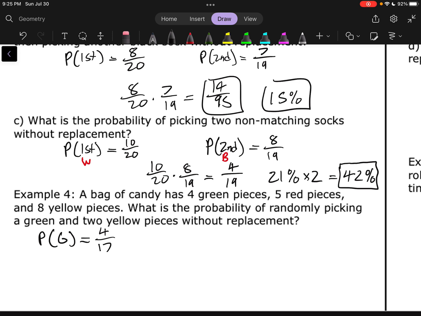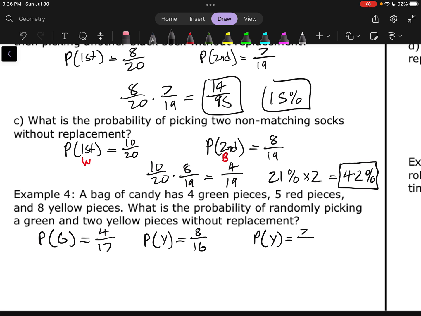Now let's get a yellow. How many yellow do we have? There's 8 total. When I'm reaching in to grab that candy, I already took a green piece out with that first pick. So now I'm down to 16 total pieces left. Now I'm going back in and I want to get that second yellow piece. When I'm reaching in that time, I already took 1 yellow piece out. So now I'm down to 7 yellow.